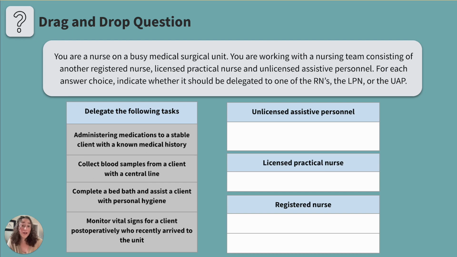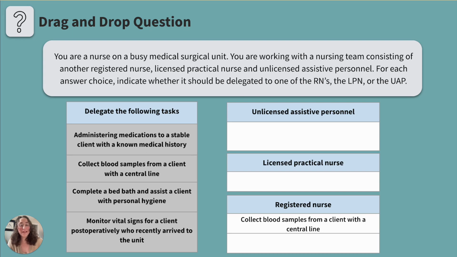The second one on our list is collect blood samples from a client with a central line. Again, let's review who could complete this task. We know it cannot be a UAP, so again, it must either be an RN or an LPN. Drawing from a central line should only be performed by a registered nurse. So we know this would be a task delegated to an RN.